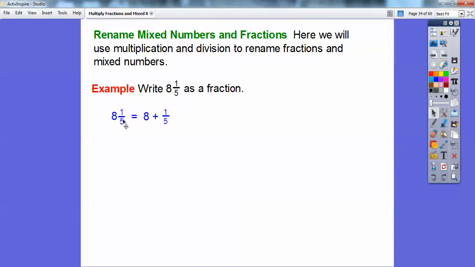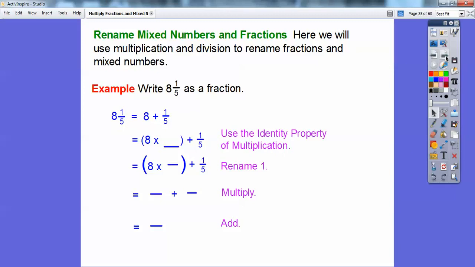So remember, 8 and 1/5 is the same as 8 plus 1/5. Okay, so it's going to be 8 times, and I'm going to change 8 times, this says use the identity property of multiplication. The identity property of multiplication just means you can multiply anything times 1, and that'll still equal that number. So 8 times 1 would still equal 8. Okay, and then I'm going to rename 1 in terms of fifths. So I'm going to change this to 5/5 right here. So that 1 is going to become 5/5.